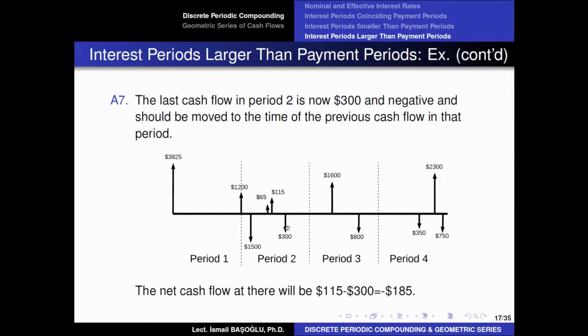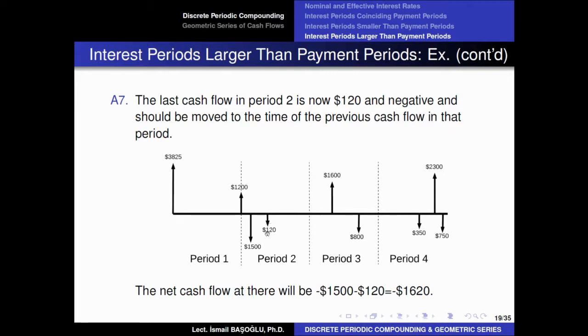Now, again, this is a negative cash flow, and this is the last cash flow right now. We are going to move it left to the previous cash flow again, and we will calculate the net cash flow. At that point, there's a positive 115 and a negative 300, and the net cash flow will become a negative 185. The last cash flow right now is a negative 185, and we will move it left again because it's negative. We will move it left to the point where we have a positive 65. And the net cash flow will become 65 minus 185, which is a negative 120.